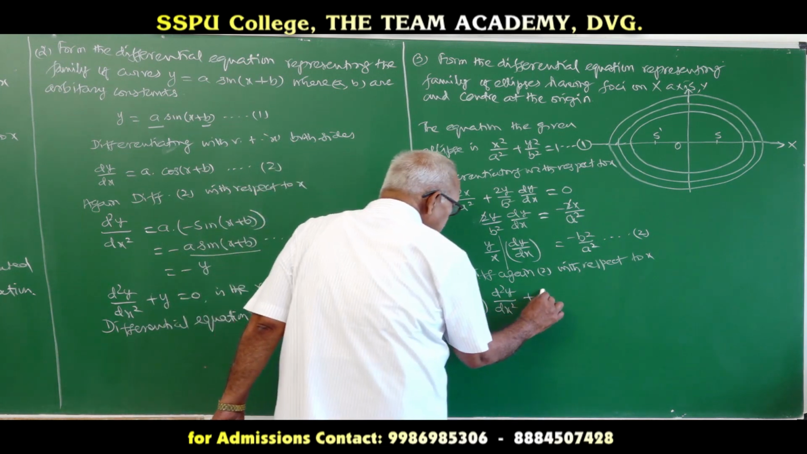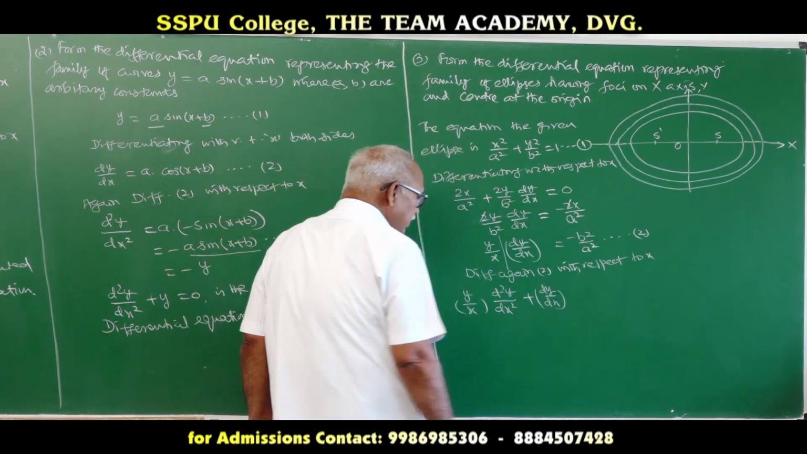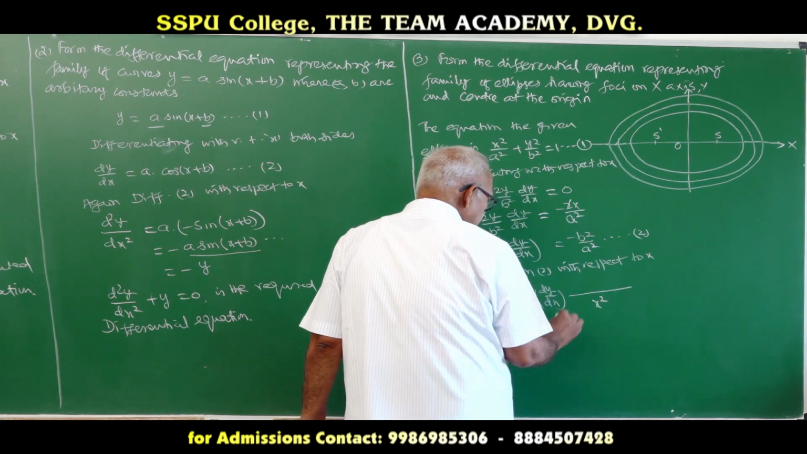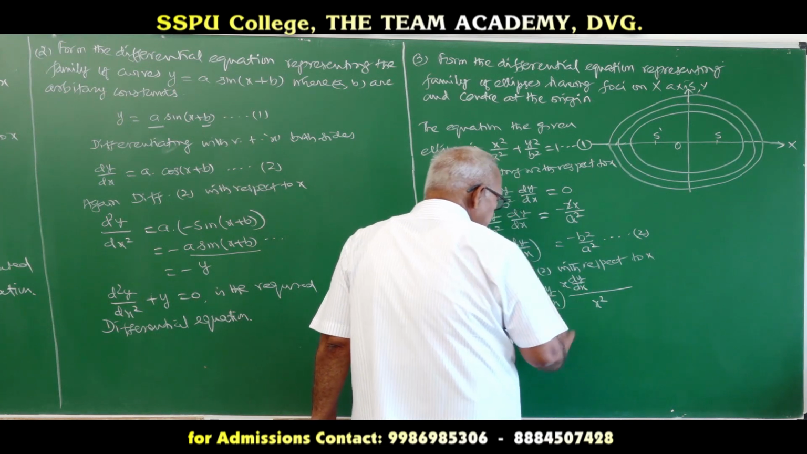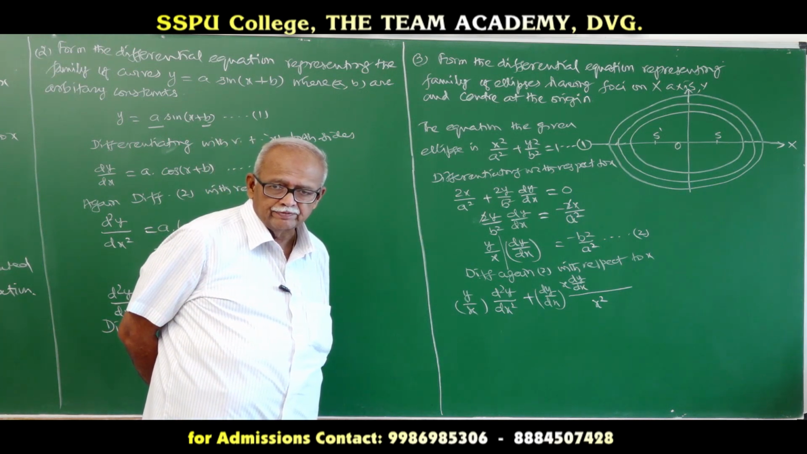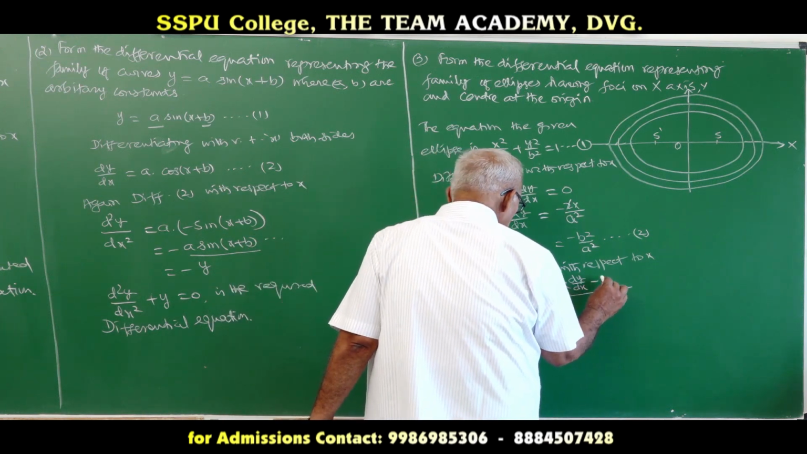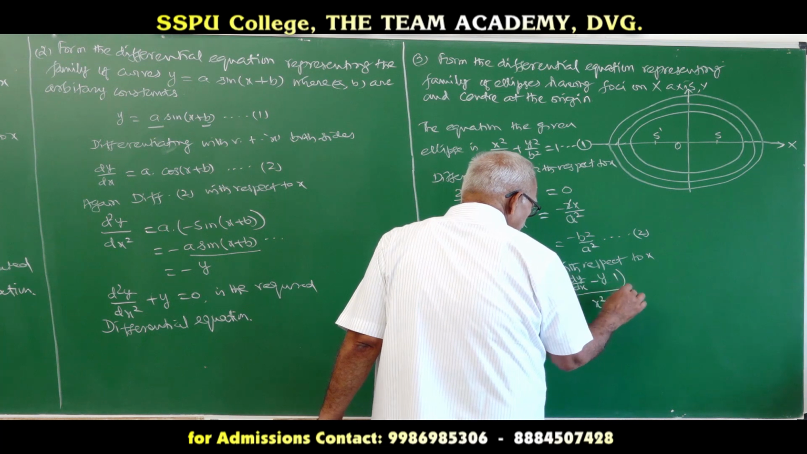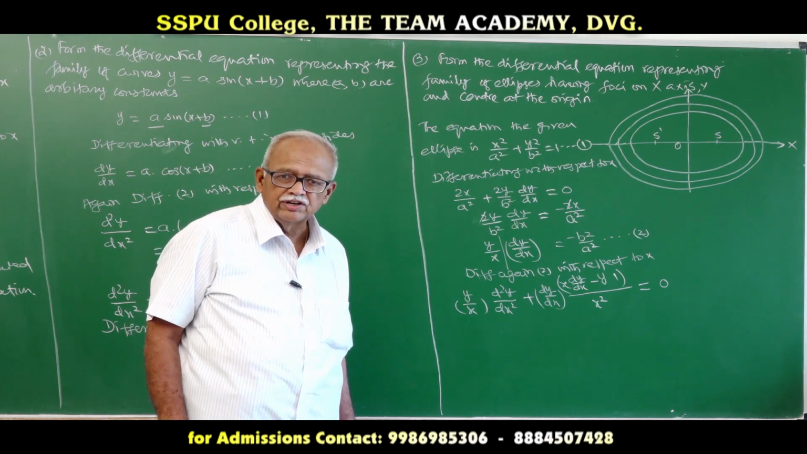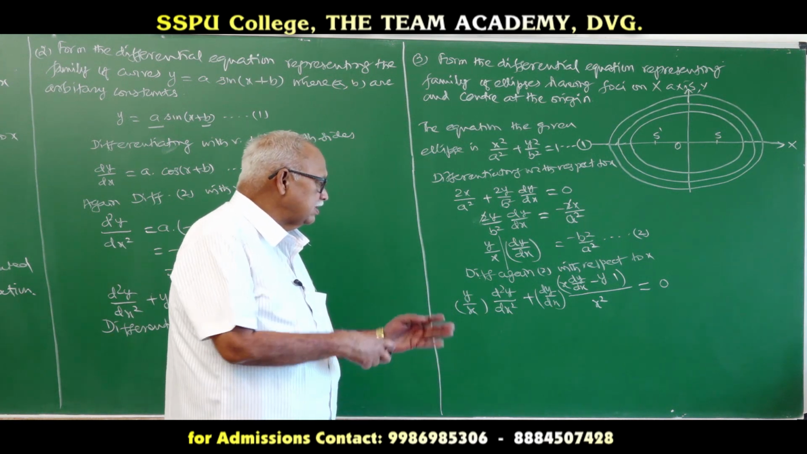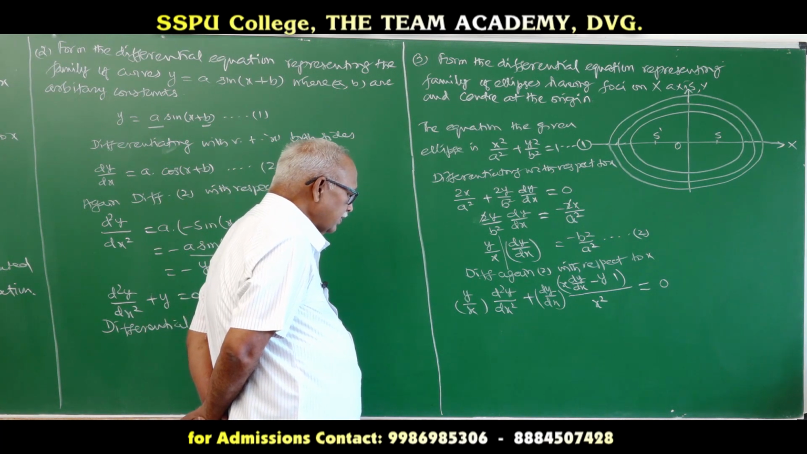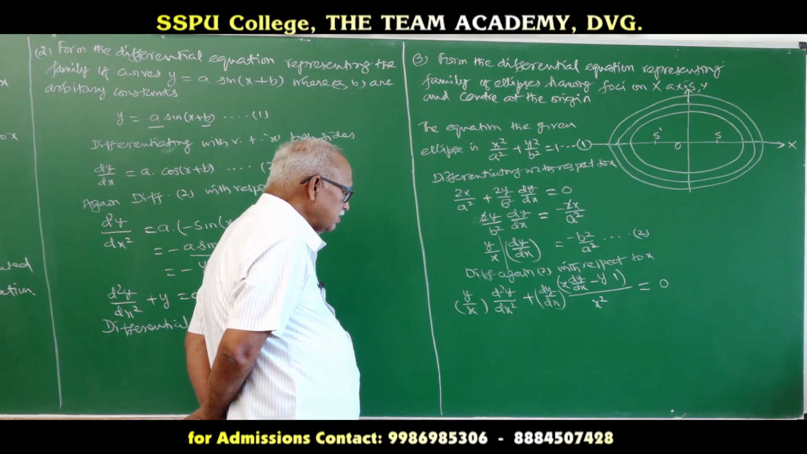Now, you keep the second function as constant and differentiate the first function. How to differentiate y by x? You have to use the quotient rule: denominator into differentiation of numerator minus numerator into differentiation of denominator, over denominator square, that is x into dy by dx minus y, over x square. In the right hand side, minus b square by a square, the differentiation is 0. Now, we have eliminated the constant. If you simplify this, then we are going to get the required differential equation.